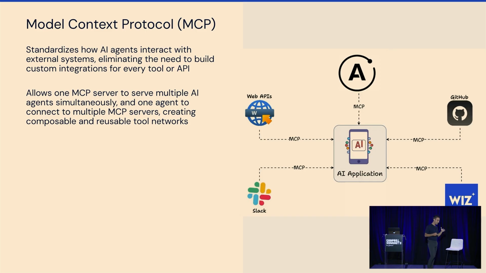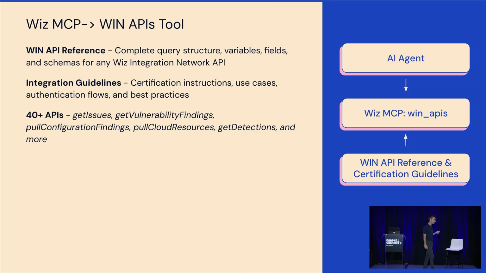And so we launched the Wiz MCP that gives access to all of the Wiz platform, meaning you can fetch issues, fetch vulnerabilities, all of that using your AI agent. And lastly, what we added is what we call the Win tool. I explained before about the Wiz Integration Network. The Win tool basically gives you access to the entire Win API reference, meaning all our scalable, approved GraphQL queries. It also holds integration guidelines.